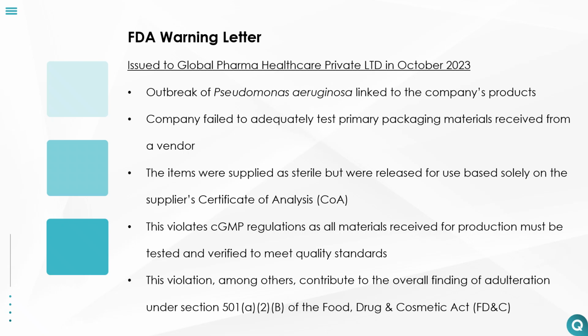This issue is part of a broader compliance problem at Global Pharma Healthcare Private Limited and contributes to the drug being considered adulterated. This section deems a drug adulterated if its manufacturing does not meet CGMP standards. These violations highlight the need for thorough testing and quality assurance in pharmaceutical manufacturing to ensure product safety and public health.